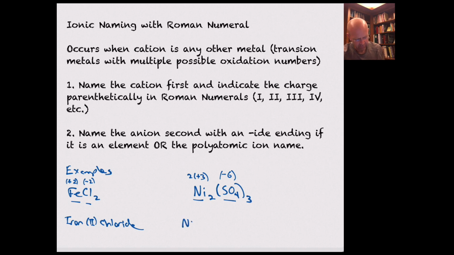So we would write nickel, indicate 3 with Roman numerals, nickel(III), nickel(III) sulfate is the name of this compound, nickel(III) sulfate. We don't need to indicate the number of sulfates again because you can sort it out using the charge on the nickel.